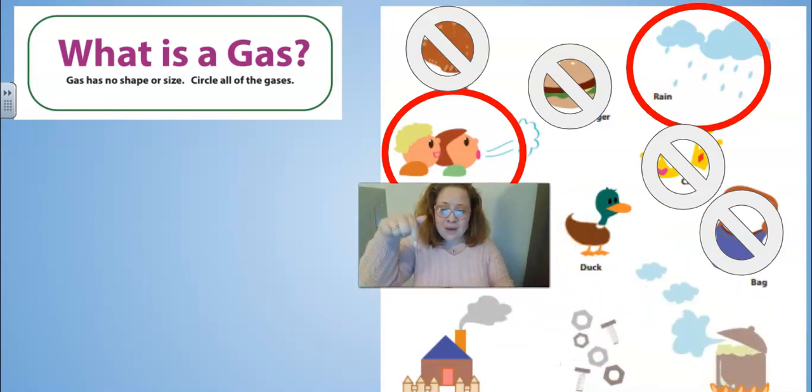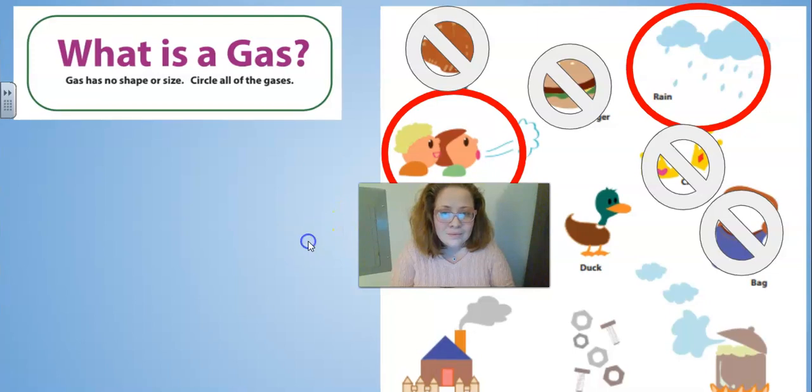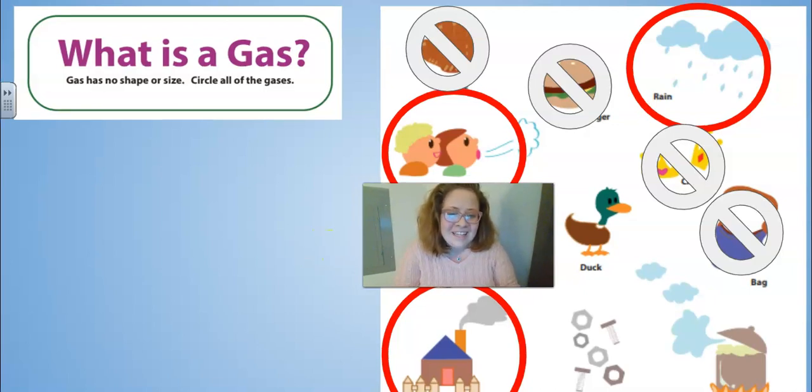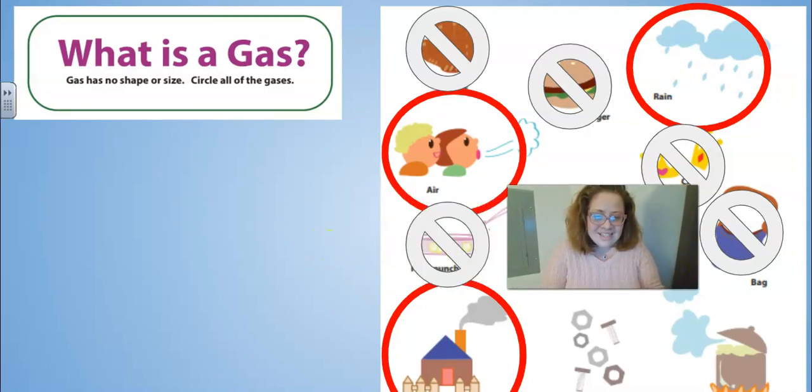What about smoke? See the smoke coming out of the chimney? Is smoke a gas? Yes or no? Yes, smoke is a gas. Great job. Let's move on to nuts and bolts.